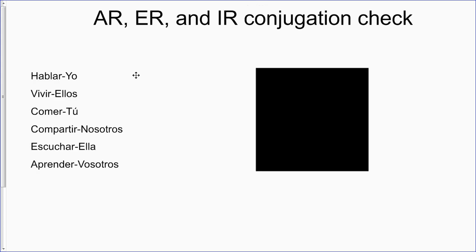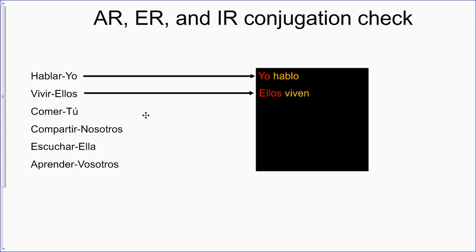So let's do a quick check. Hablar in the yo form. It's an AR verb. We're going to take off the AR and put the appropriate ending for yo. You should know how to do this. If you do, you would know that yo is your subject, hablo is the verb: yo hablo. Vivir for ellos, what would that be? It would be ellos viven.